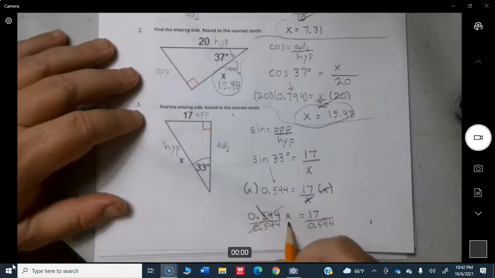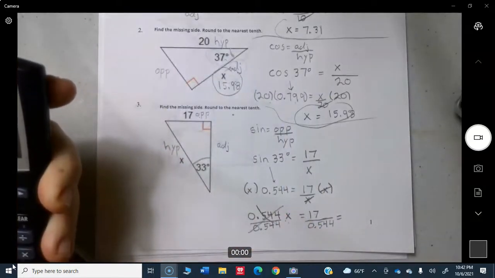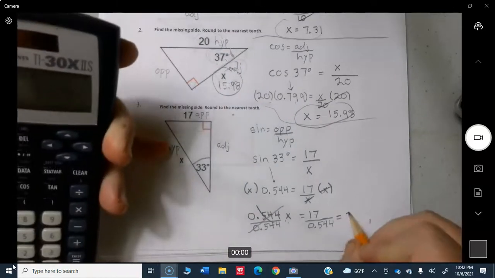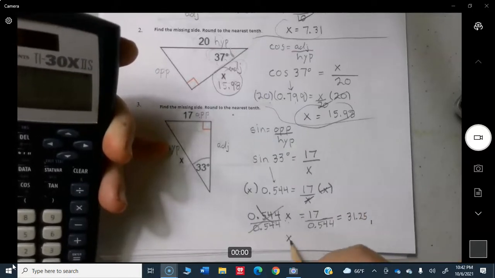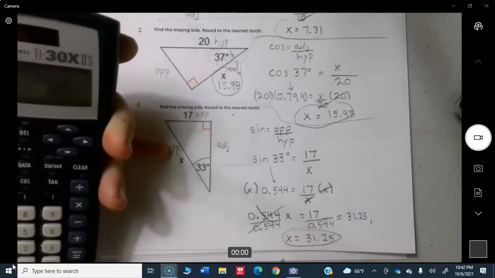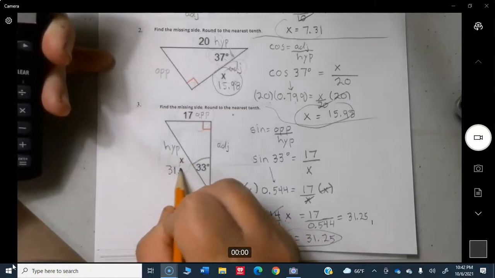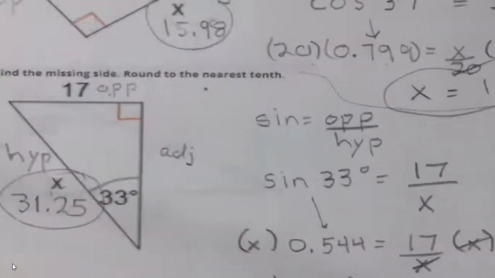Now to solve for x, we divide both sides by 0.544. These two go away, and you have x equals 17 over 0.544, which is going to give us 31.25. Okay, so x equals 31.25 is your answer, and that's the length of the hypotenuse. All right, so let's go ahead and move on.